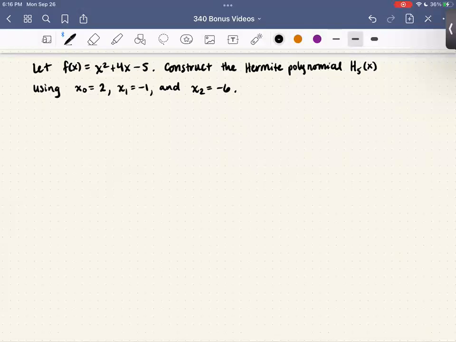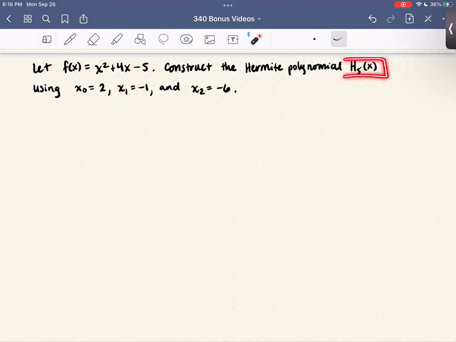All right, we are going to construct a Hermite polynomial where f of x is this function, x squared plus 4x minus 5. And we're going to use the data points or the nodes x sub 0 is 2, x sub 1 is -1, and x sub 2 is -6.